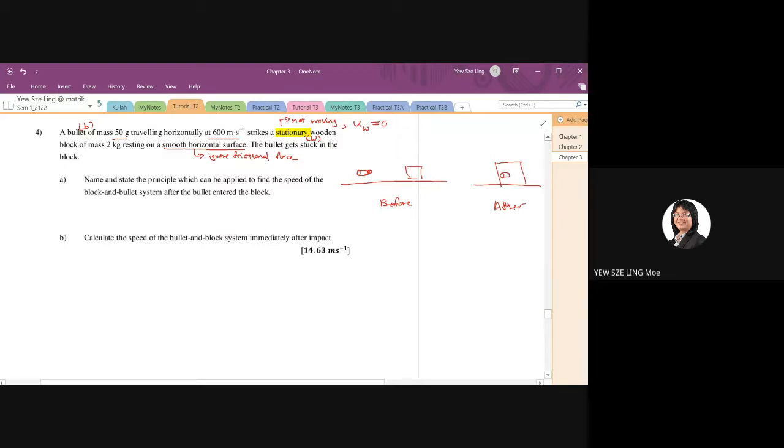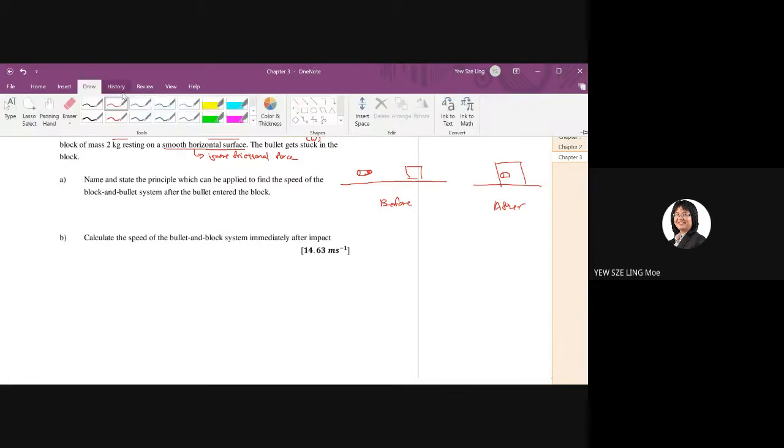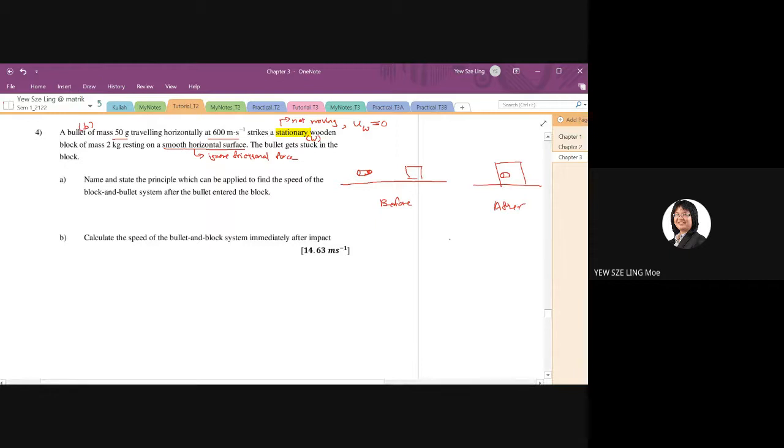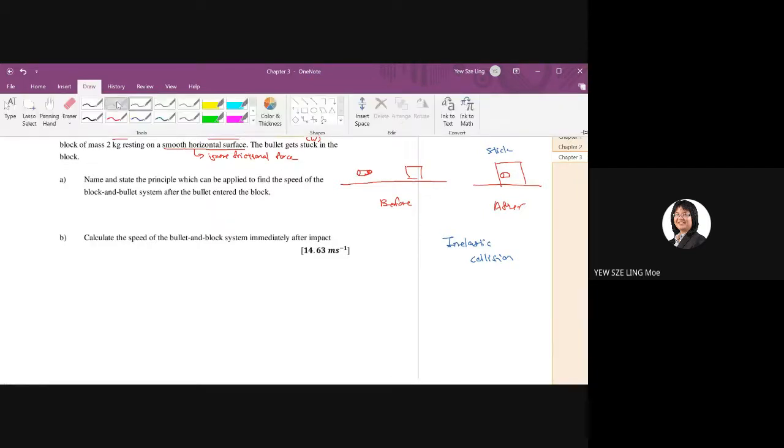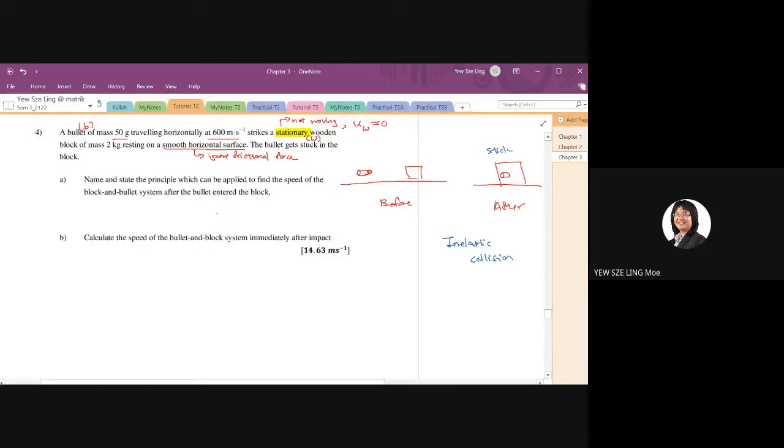So what does it mean? This means this is actually an inelastic collision. And not just an inelastic collision, it is a completely inelastic collision because the two objects stick together after collision. This is one of the examples where objects stick together after collision.